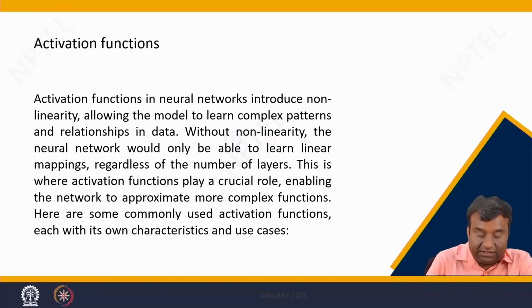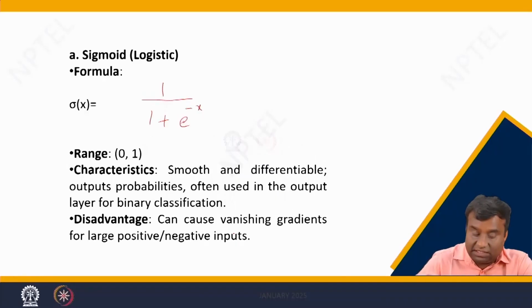Next one is activation functions. Activation functions in a neural network introduce nonlinearity, allowing the model to learn complex patterns and relationships in data. Without nonlinearity, the neural network would only be able to learn linear mappings regardless of the number of layers. This is where activation functions play a crucial role, enabling the network to approximate more complex functions. Here are some commonly used activation functions, each with its own characteristics and use cases.